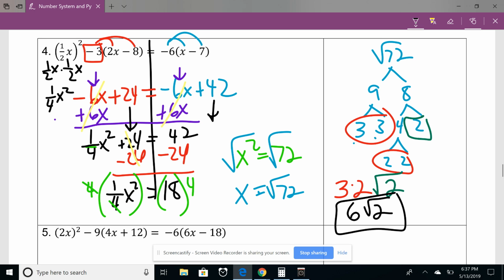So again, work through these equations. Make sure you simplify both sides. Be careful if you're distributing any negatives. And work your way through this. And again, we're getting more practice with simplifying radicals.